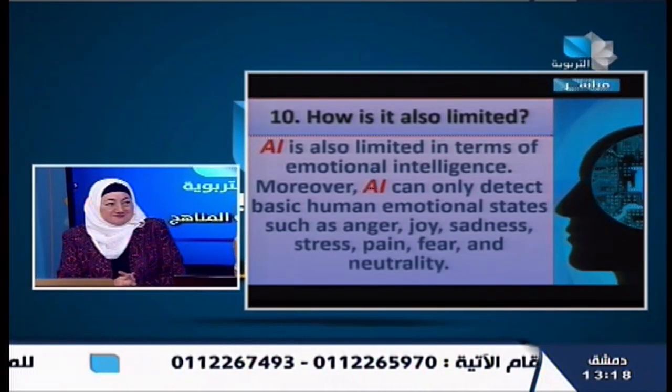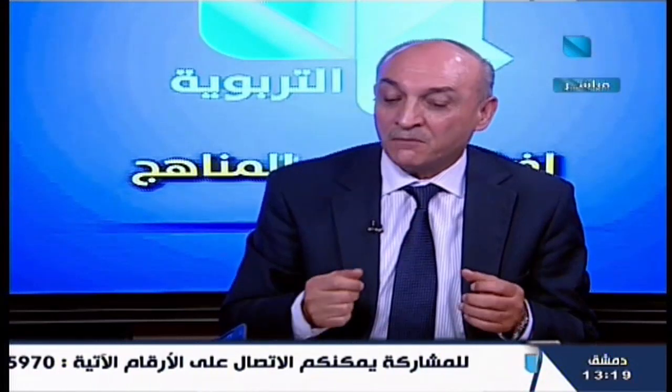You mean a machine can check or assure whether someone is angry or happy or sad? It's a program like that. Or suffering from a pain, for example, or frightened, or has no feeling at all, neutrality. Nowadays, some machines can check these emotions, but there are other emotions that cannot be reached by artificial intelligence, like love or hatred.